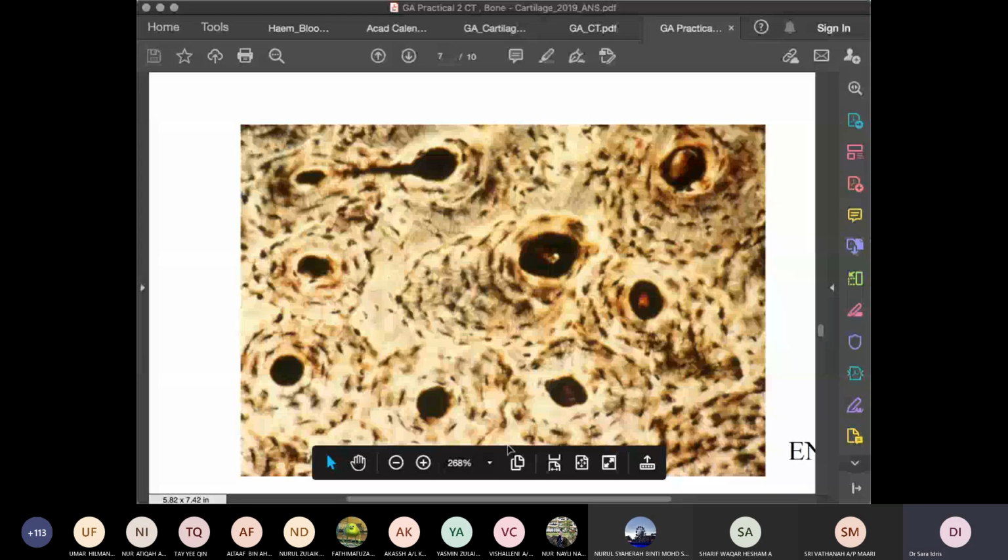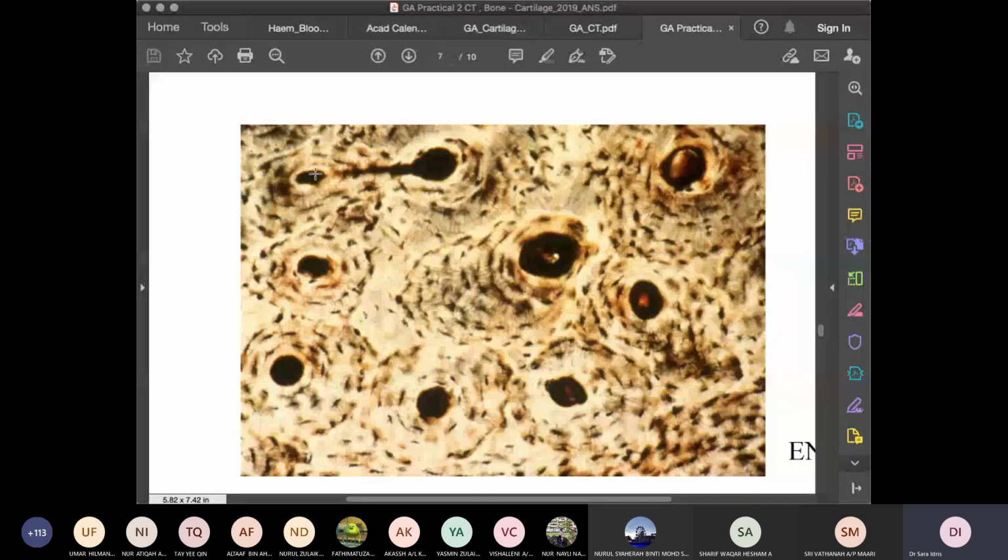And what about the canals? So this is a canal here. This is called your Haversian canal. Another Haversian canal, another Haversian canal. And when two Haversian canals connect to each other, they call it the Volkmann's canal. So you see one Haversian, another Haversian, and there's a channel connecting it. Okay, this here would be your Volkmann's canal.